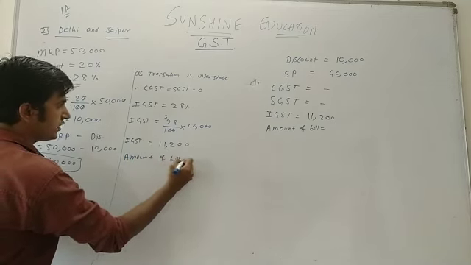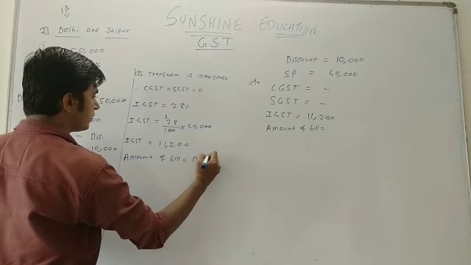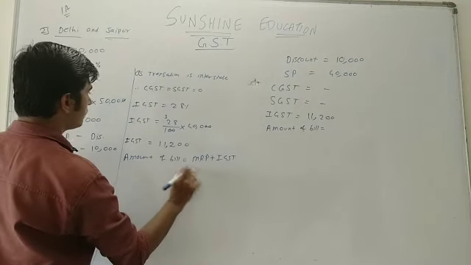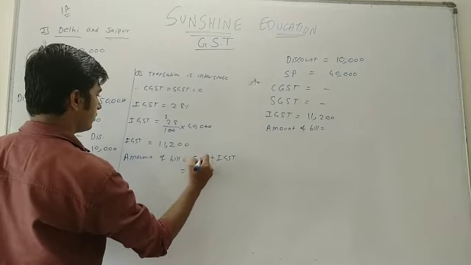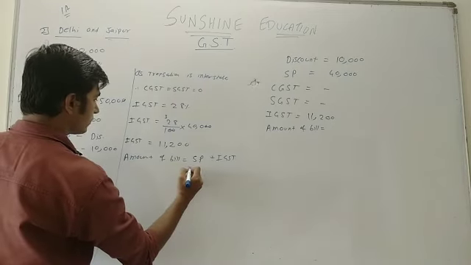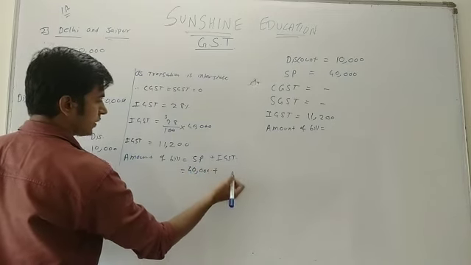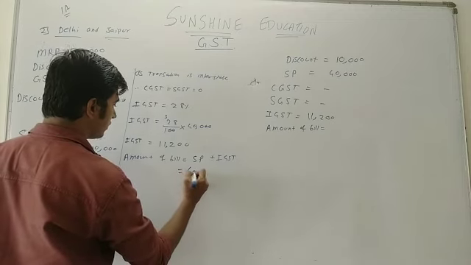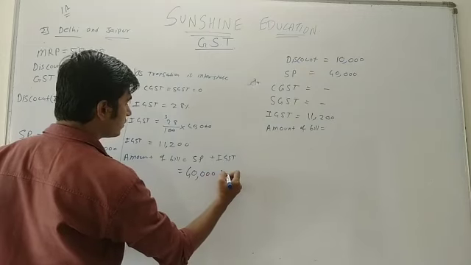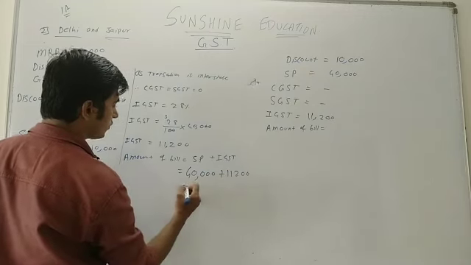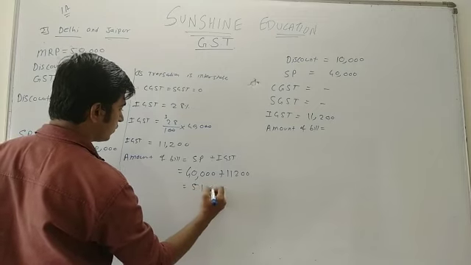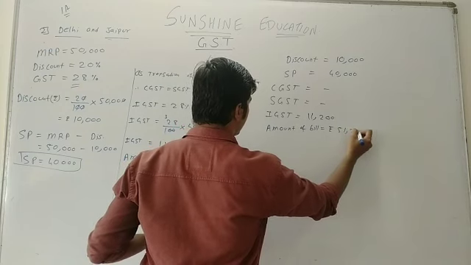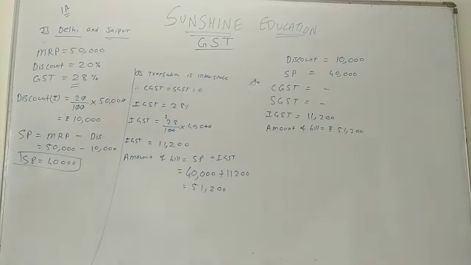Now what is the amount of the bill? Amount of bill is equal to selling price plus IGST. Selling price is 40,000 plus IGST, that is 11,200. So it is 51,200. So the amount of the bill is rupees 51,200.